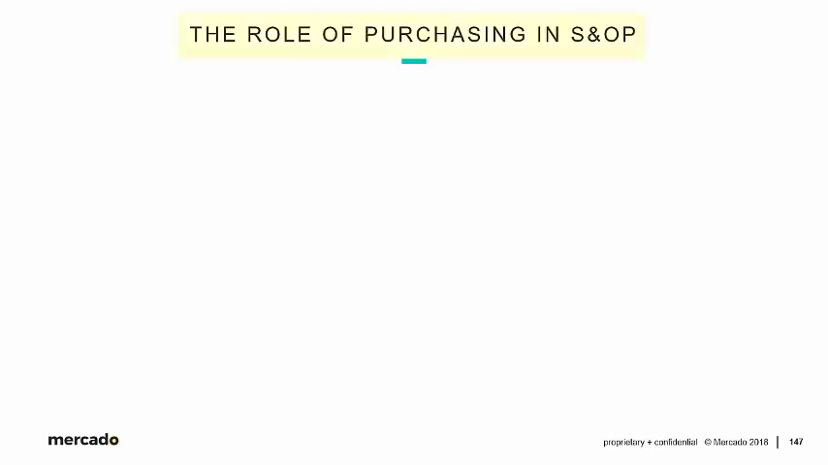This is Section 25, the role of purchasing in sales and operations planning, which is actually the next to the last section in the entire global purchasing module. Let's be sure to finish up strong.